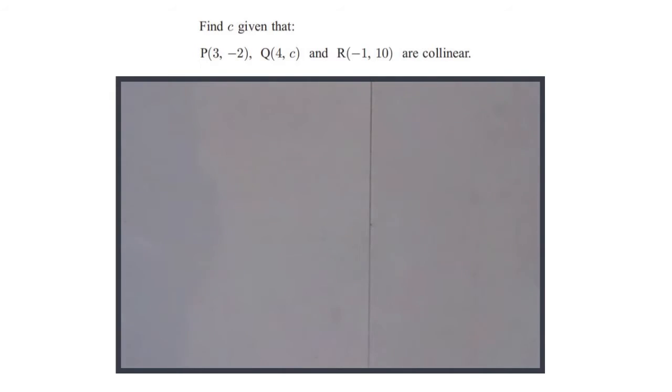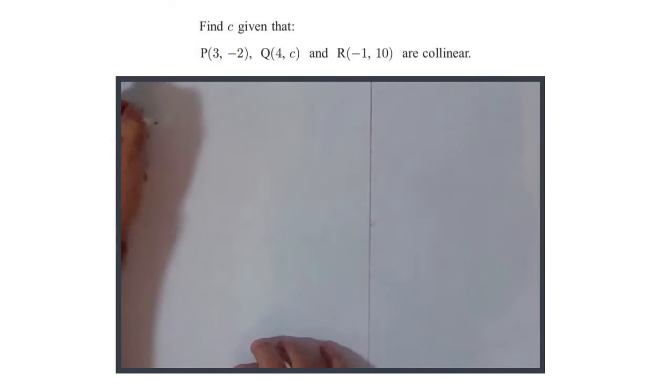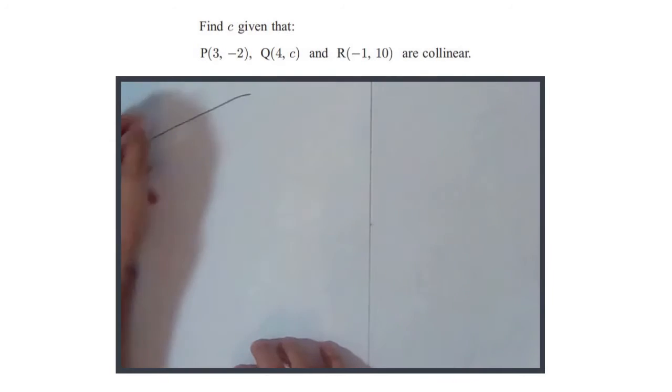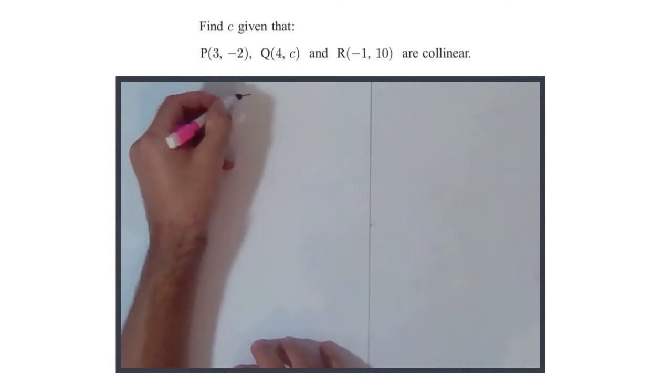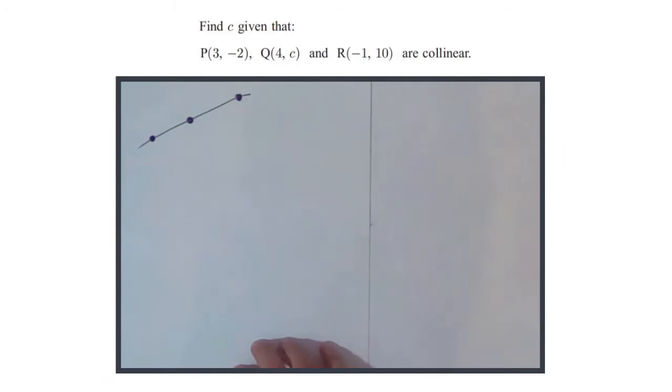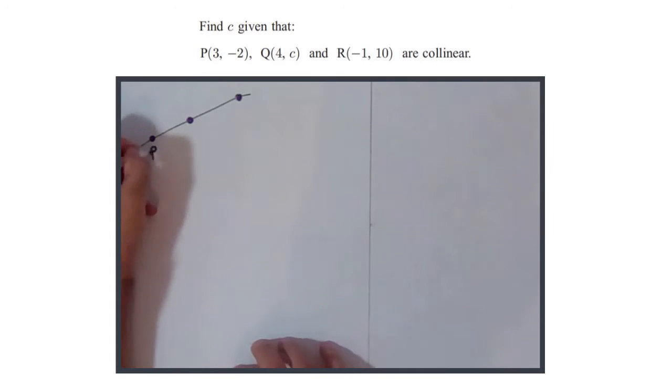Find C given that P at (3, -2), Q at (4, C), and R at (-1, 10) are collinear. So collinear means they all lie on one straight line. I'm not going to bother to space these out properly according to scale. Let's just say this was the line, and this is in no way a representation of these points in order. But if they're all collinear, they're all on one line, so it might look something like this.